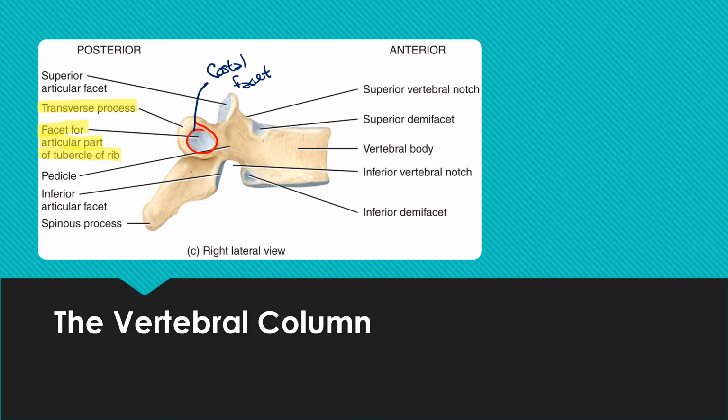Now, additionally, the vertebral bodies of the thoracic vertebrae have articular surfaces that form articulations with the heads of the ribs. The articular surfaces of the vertebral bodies are called facets and demifacets. A facet is formed when the head of the rib articulates with the body of one vertebra.